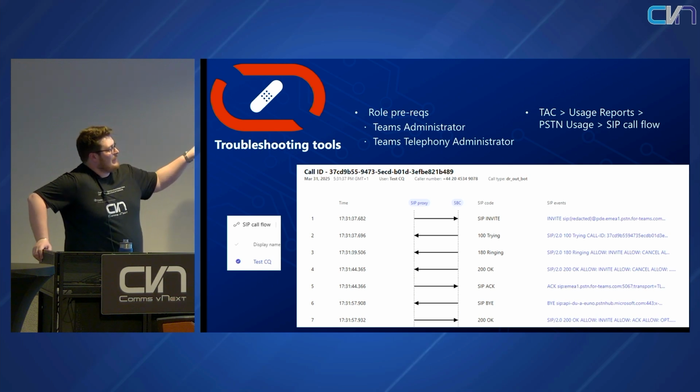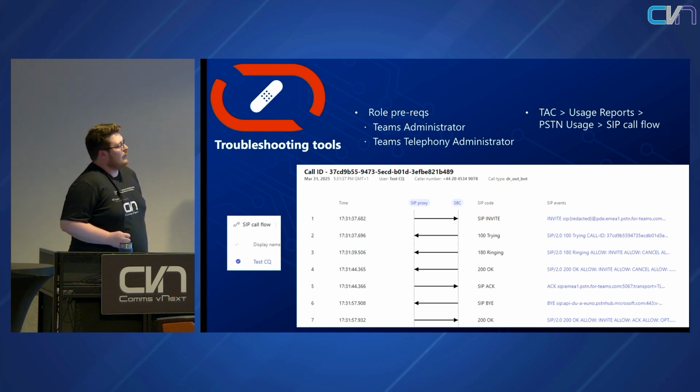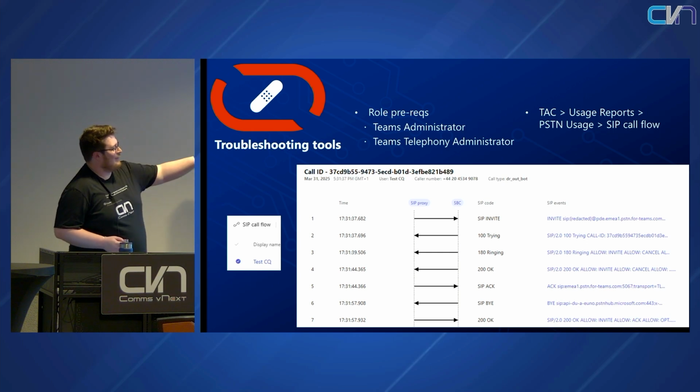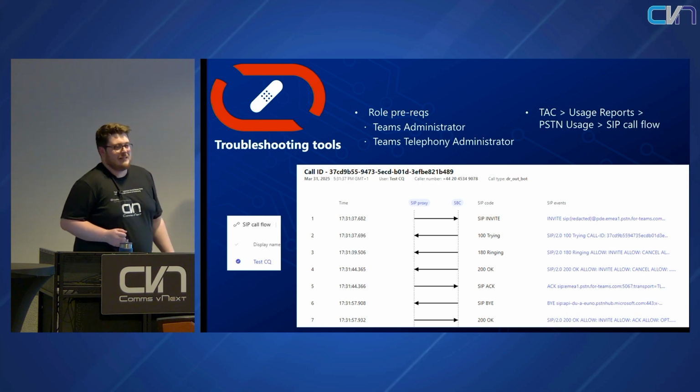You need to at least be a Teams admin or a Teams telephony admin to get to this report to see the SIP ladder stuff. Okay. But yeah, it's found under Teams Admin Center usage reports, the PSTN usage report, which is no longer in preview because that's been in preview for so long. And then on the left-hand side, you choose your call and then press the SIP call flow.